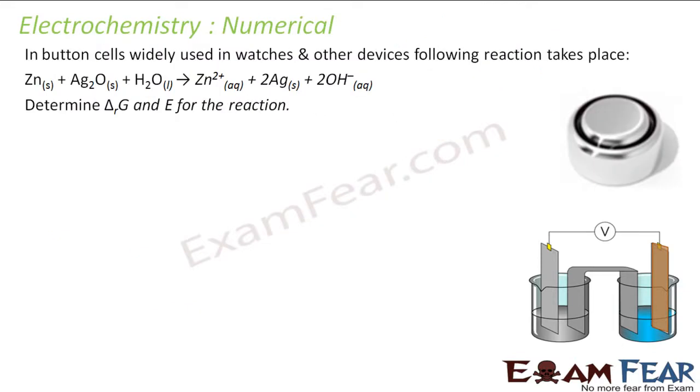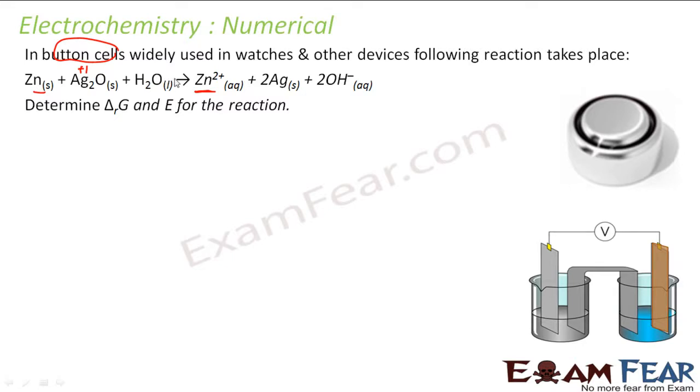The button cell is widely used in watches and other devices. The following reaction takes place. Actually, we'll study these button cells in the next few slides. We'll see the working of this. So here the reaction that takes place is zinc is oxidized to zinc ions, and Ag+ is reduced to Ag, right? That's what happens.